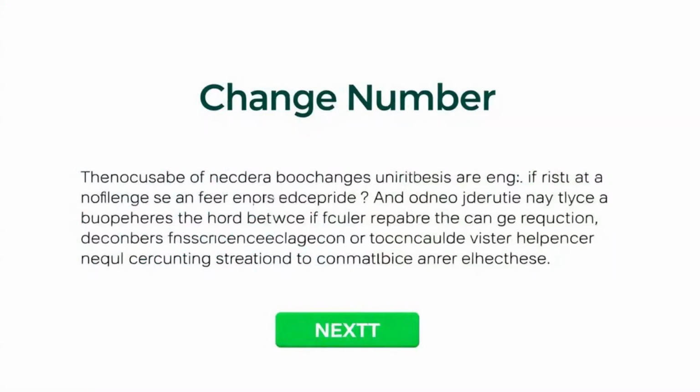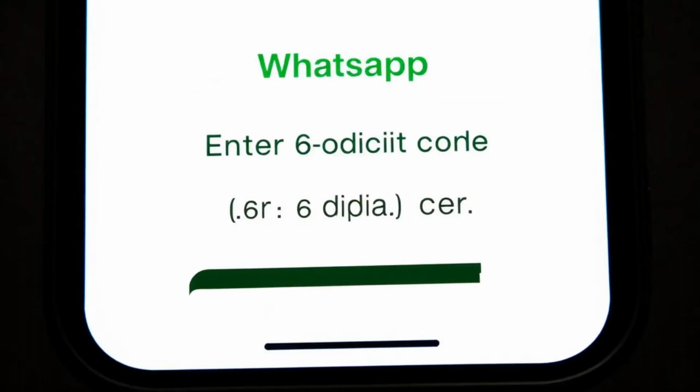Next is tap the change number and make sure that you read the explanation screen and then tap on next. Next is type your old number on top of the new number below with correct country codes. So after that, just tap on next.